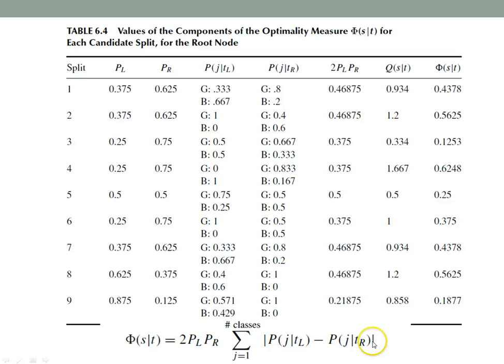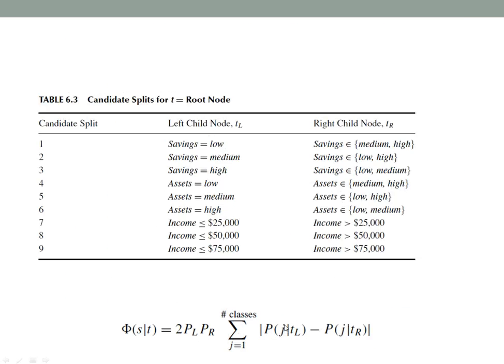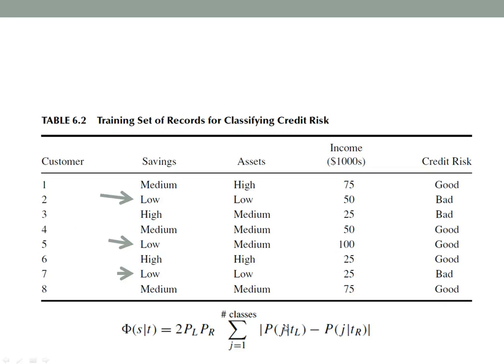Now, the point here is that we're going to do this using savings as the node that we split on first. And we're going to figure out how big this thing is. And then we're going to try the same thing with assets as the first node. And we're going to see how big it is then if we use assets as the first node instead of savings.